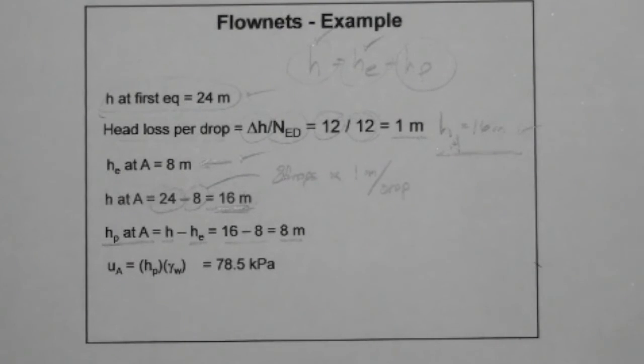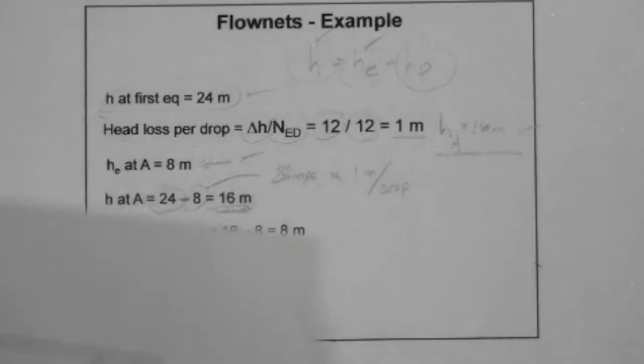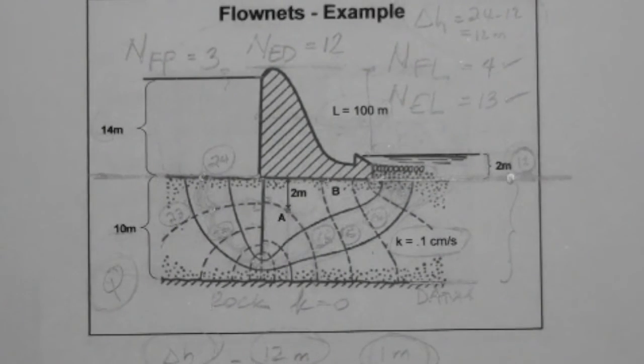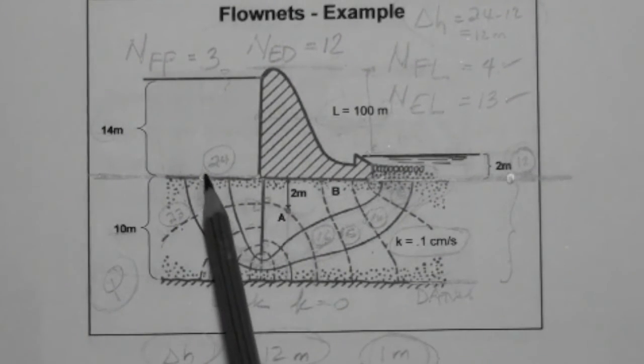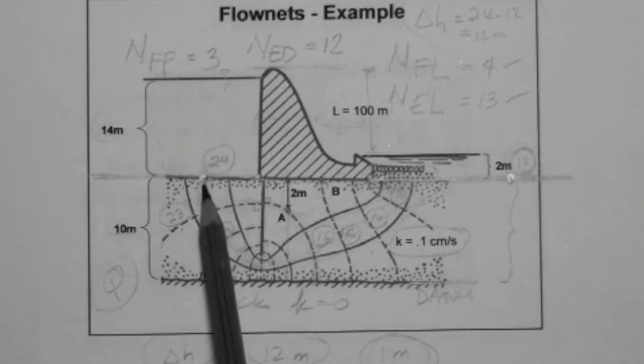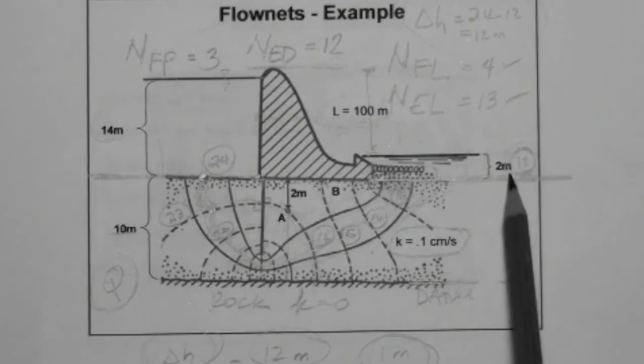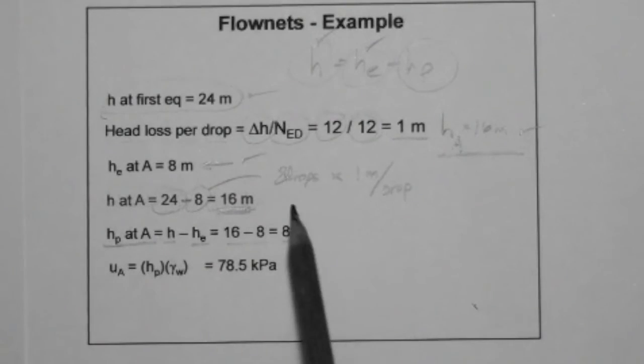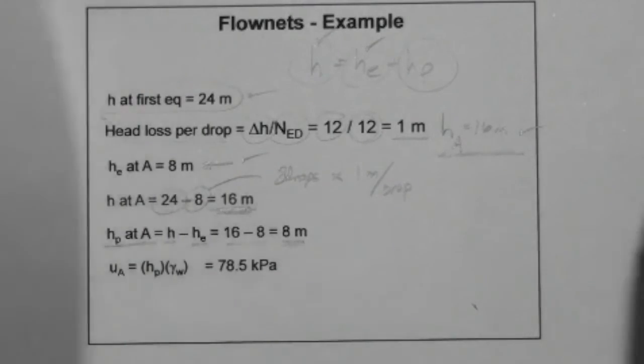Okay? Now, let's look at this. Notice that at this point we calculated the pressure head to be 14, and at this point the pressure head is 12. At this point the pressure head is 8 meters. We just calculated it, 8 meters.